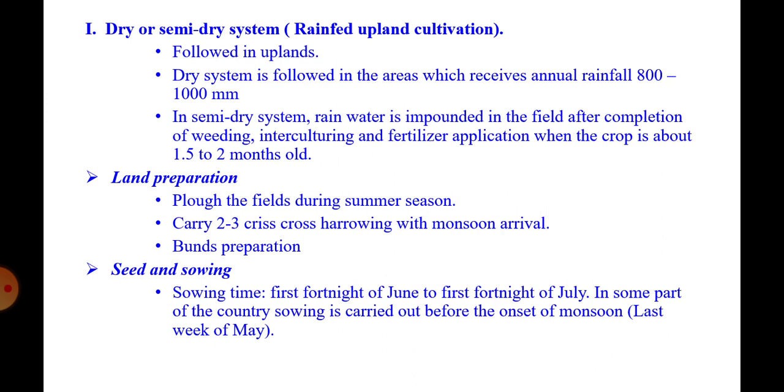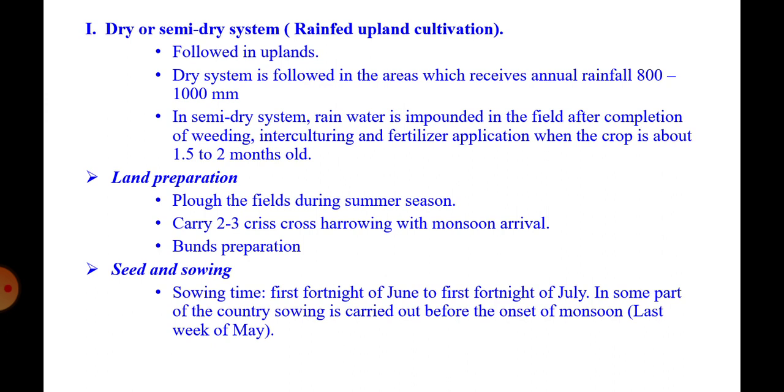Now dry or semi-dry system or rain-fed upland situation. Actually, this dry system of rice cultivation is followed in uplands. Uplands, we know, are characterized by aerobic soil in which no attempt is made to impound water. The dry system is followed in the areas which receive annual rainfall of 800 to 1000 mm and there is no irrigation facility. Under such a situation, it is better to grow short duration varieties.